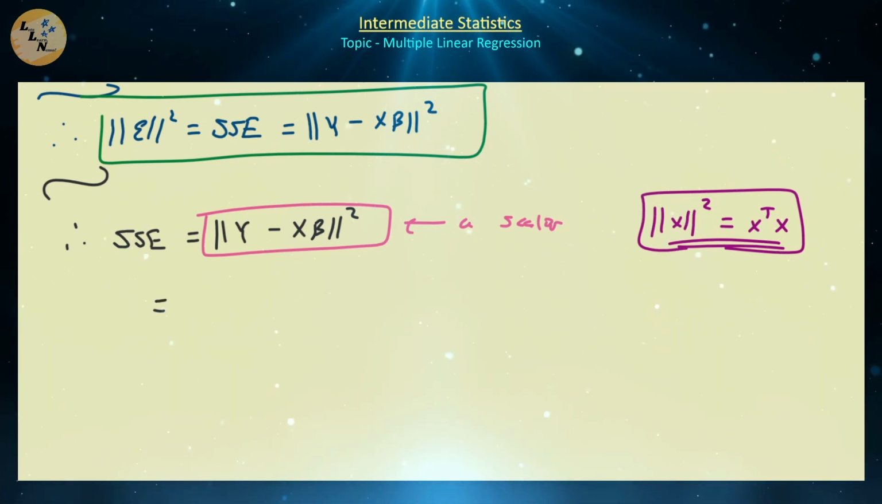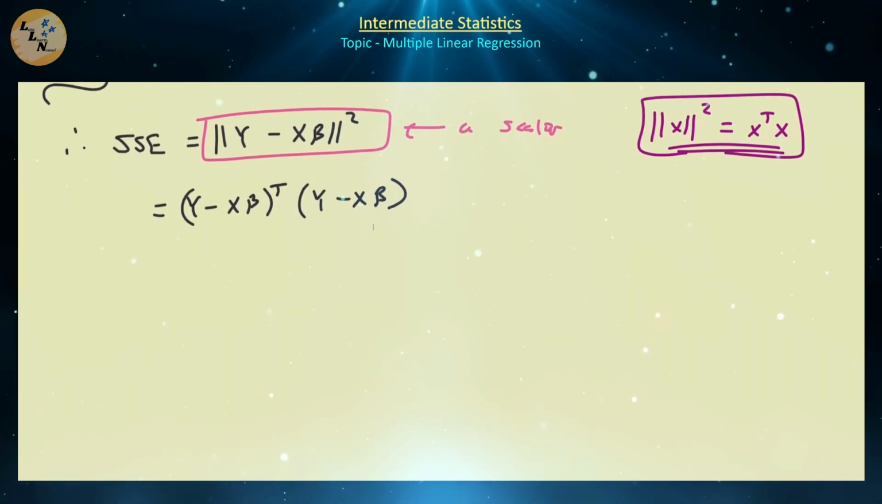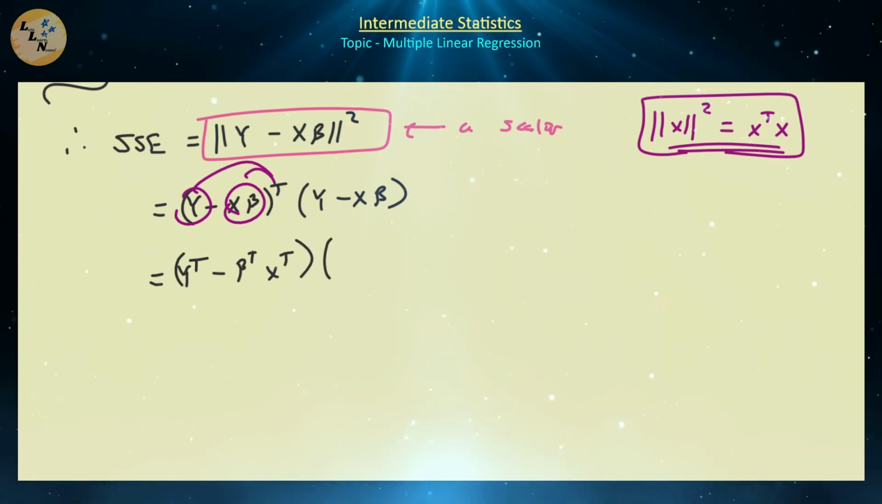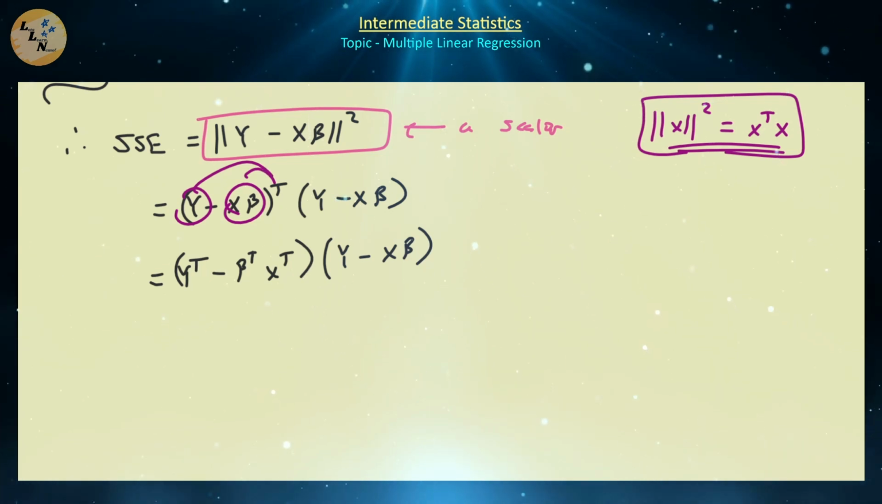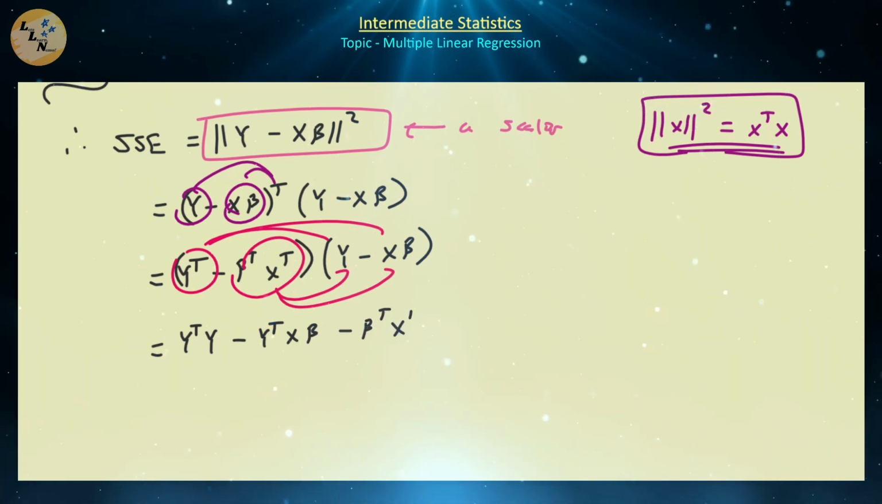So I can write this instead as y minus x beta, that vector transposed, times y minus x beta. Now I can apply this transposition over the difference of those two vectors, because we know transpositions distribute nicely over subtraction. So that's going to be equal to y transpose, and then beta transpose x transpose. Remember, the transpose reverses the order. Now we have a bunch of vectors that we can distribute in our normal way. So this is going to be equal to y transpose y minus y transpose x times beta minus beta transpose x transpose y plus beta transpose x times beta.